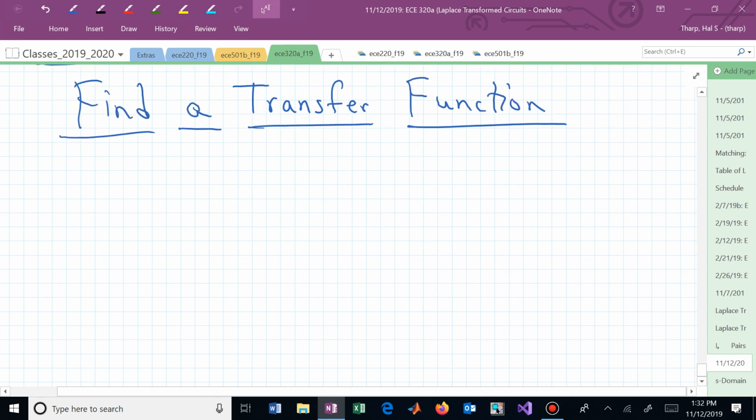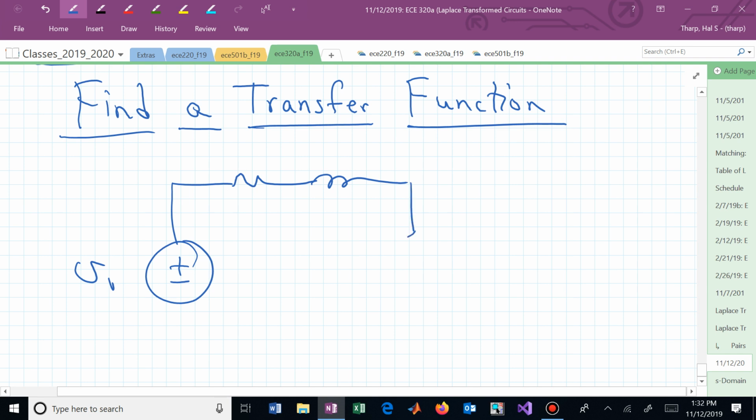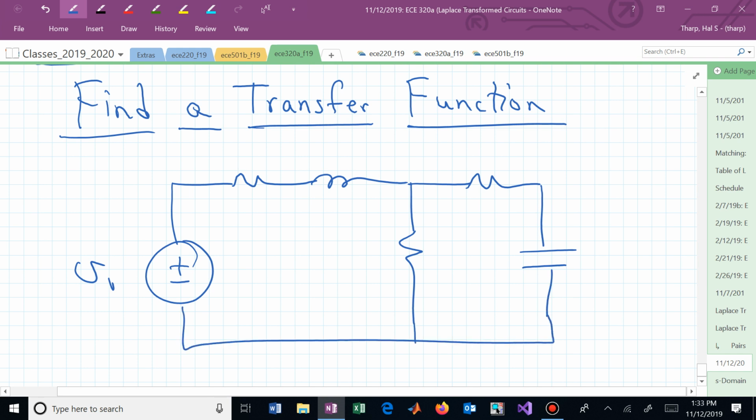See what happens. Suppose we now have the following circuit. Suppose here's V1. And let's just keep it sort of generic. Let's say here's R1, here's SL, here's R2, here's R3, here's 1 over SC. And maybe we're interested in this voltage.